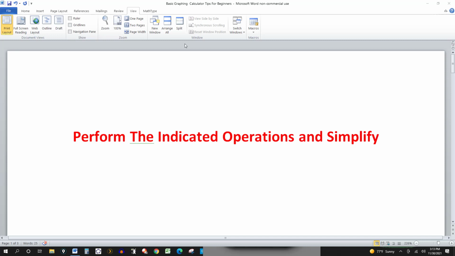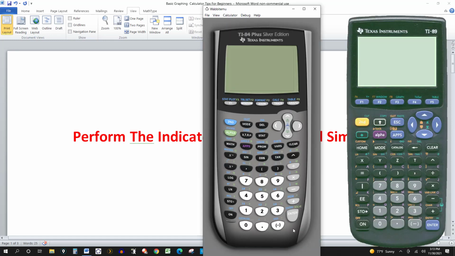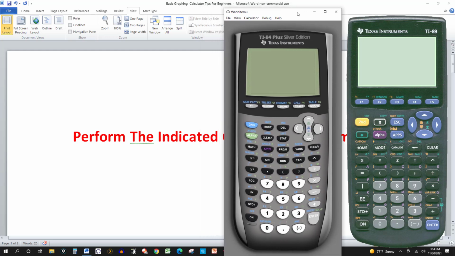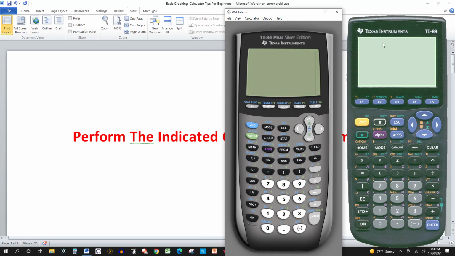In this video, I'm going to look at some basic graphing calculator tips for beginners. And I'll be using Virtual TI-84 Plus Silver Edition. And this is your standard graphing calculator. And then I'll also compare it to the TI-89. This is a CAS calculator, which has a computer algebra system, so it'll give you symbolic answers, as we'll see in a little bit.